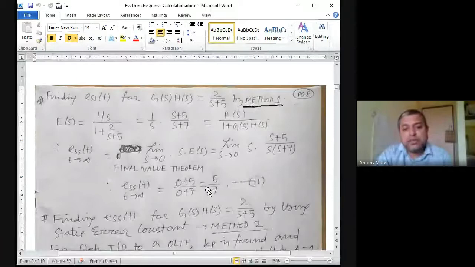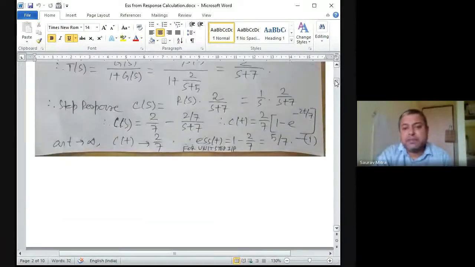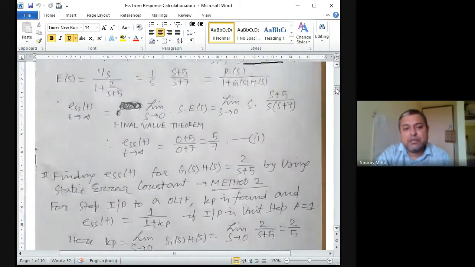So from method 1 also we are finding it is 5 by 7. From method 3 also we are finding 5 by 7. In method 3 we are finding the output, and we are subtracting the output from the input. The input is a unit step, that means amplitude 1. So 1 minus 2 by 7 is 5 by 7. That was the first case.